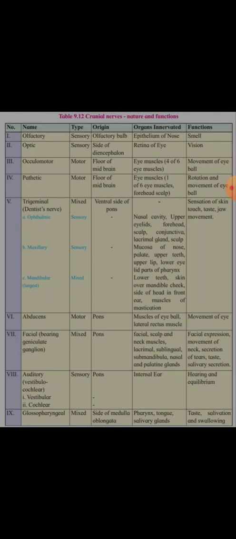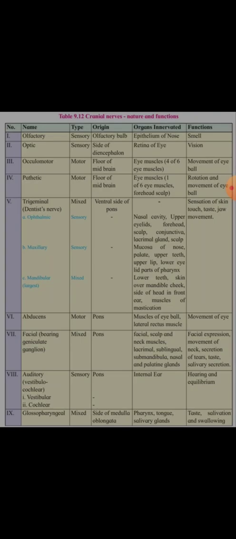The second one is the optic, that is also a sensory one. It originates from the side of the diencephalon and it innervates the retina of the eye and its function is vision. Okay, the third one is the oculomotor, that is a motor type of nerve and it arises from the floor of the midbrain and it innervates the eye muscles, 4 to 6 eye muscles, and it is involved in the movement of the eyeball.